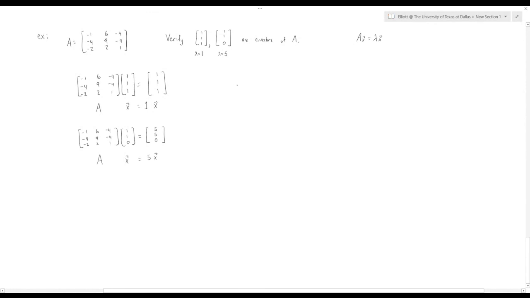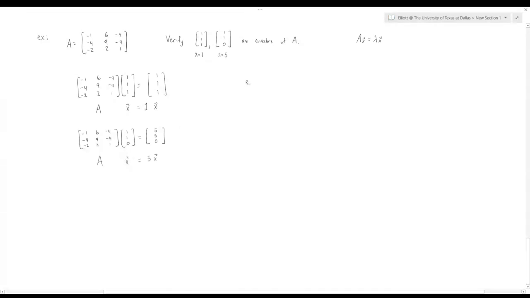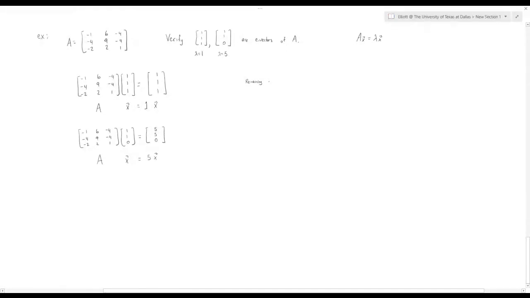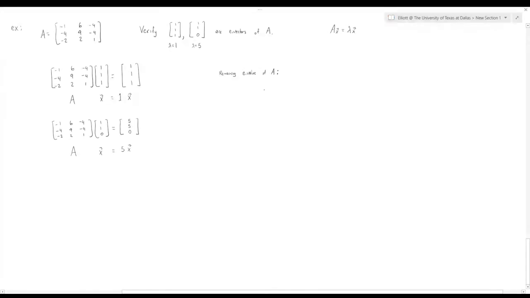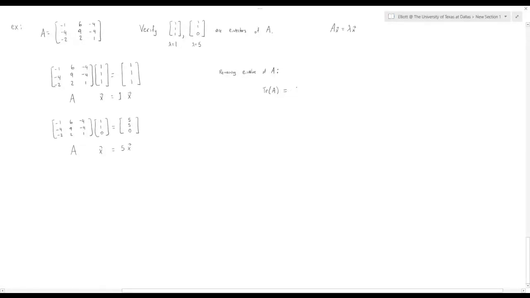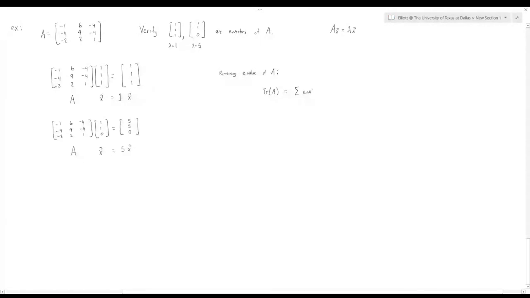If you wanted to find the last eigenvalue of A, there's no need to do the determinant of A minus lambda I, although you could do that. But you could also use one of the facts that I mentioned last time, which is that the trace of your matrix should equal the sum of its eigenvalues.